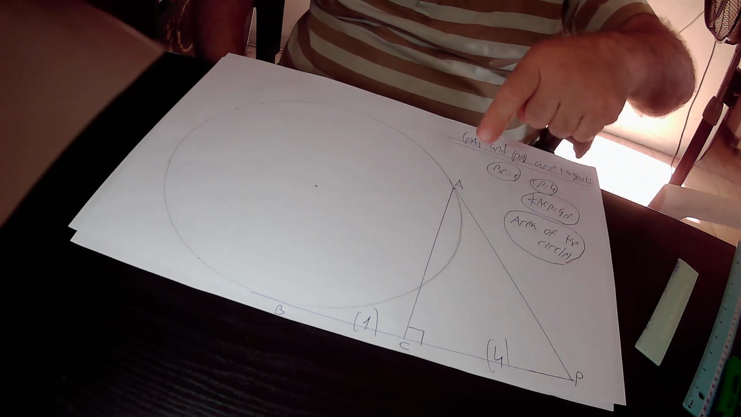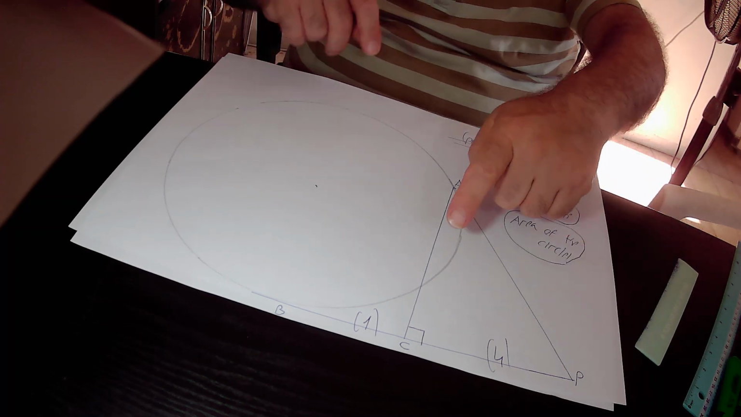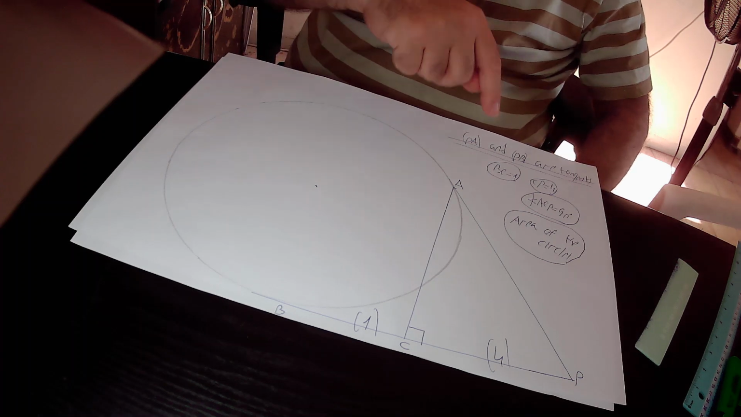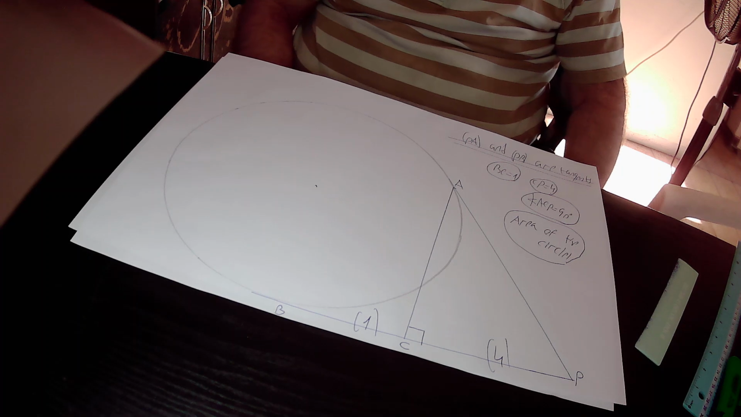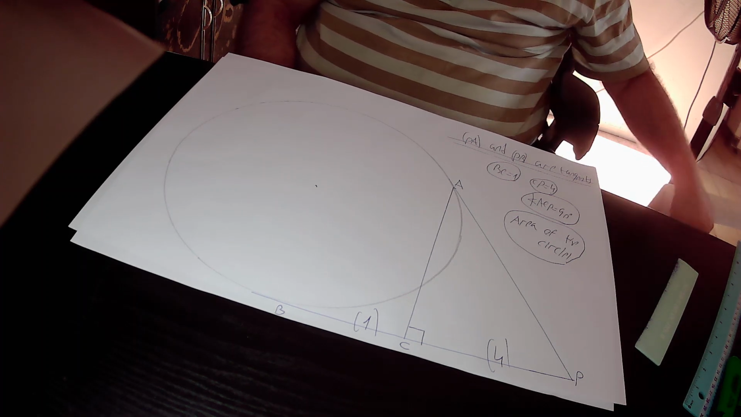Side PC of the right triangle ACP equals 4 units in its length. This is side BC, that is equal to 1 unit in its length. Our mission is to find out the area of this circle. So first of all, we can implement here rule 2. So click quickly on rule 2.